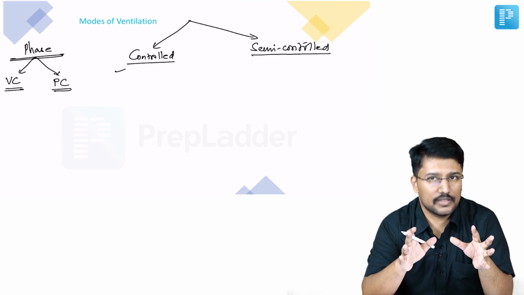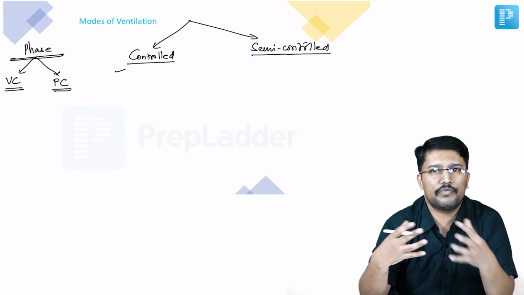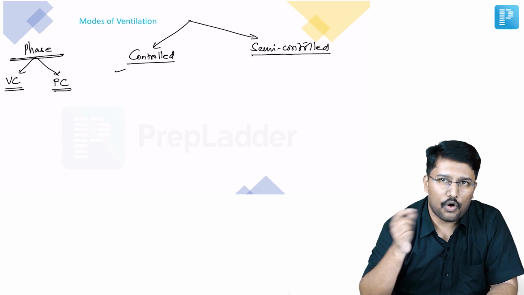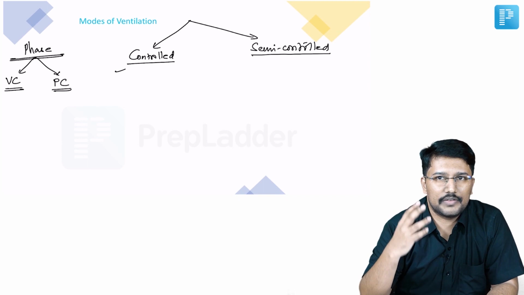Rate is anyway we fix. We decide how much rate of breathing to be given to patient, and then we fix other parameters, either respiratory volume, I mean the tidal volume, or peak inspiratory pressure. We fix it and the ventilator delivers every breath.